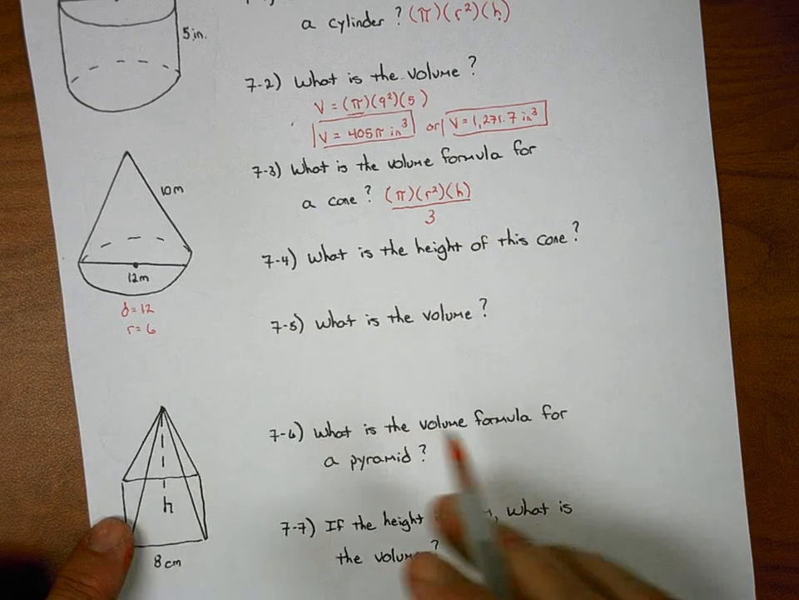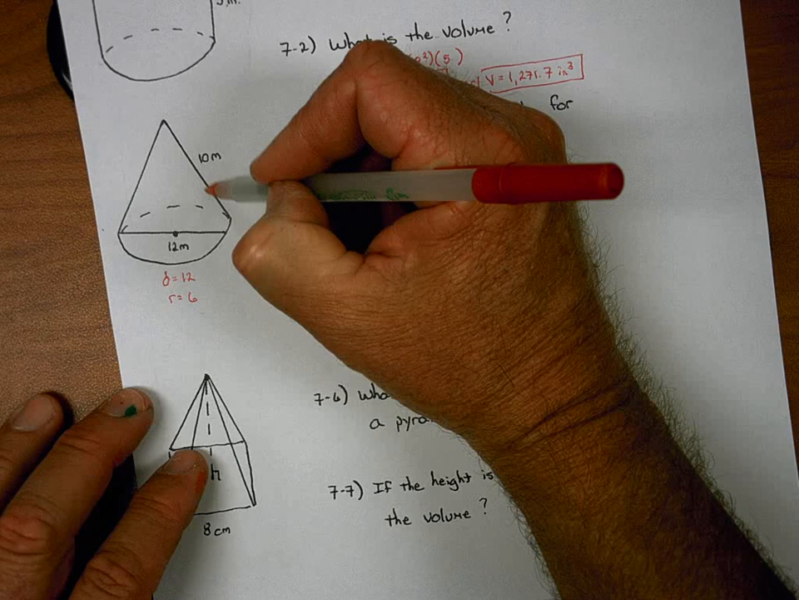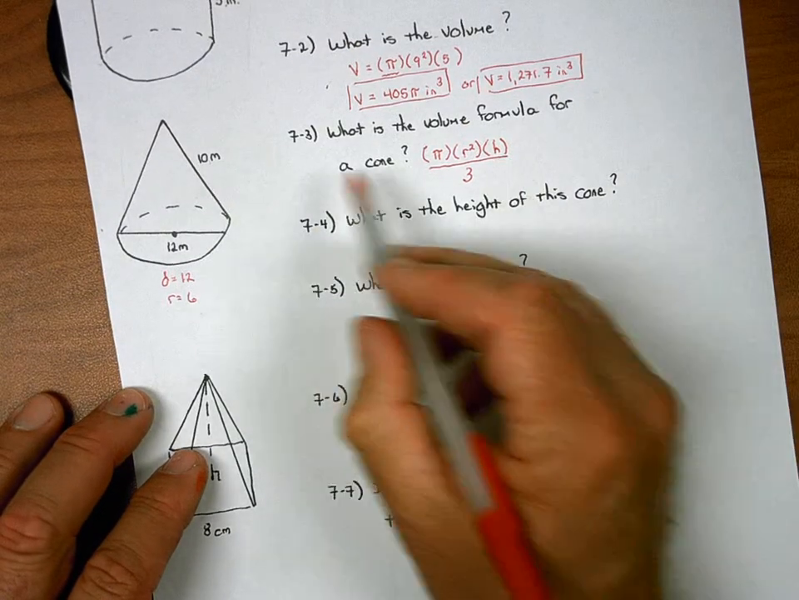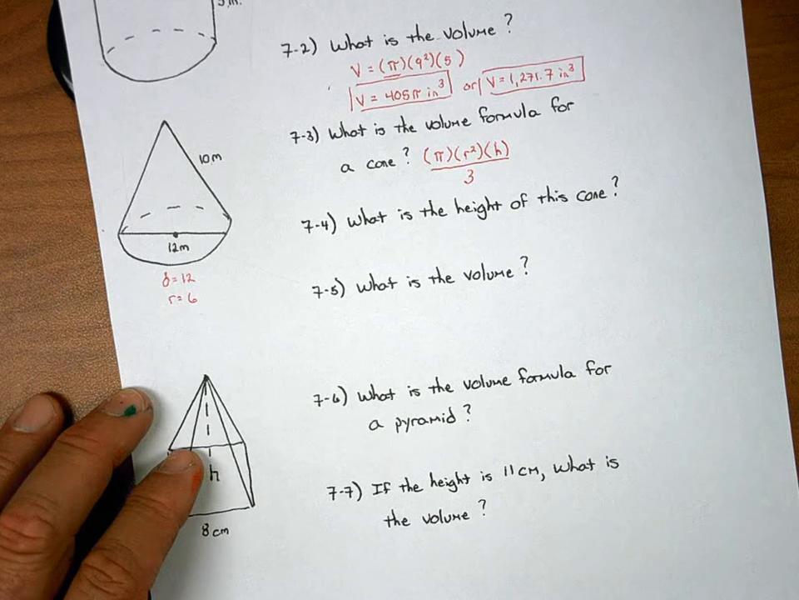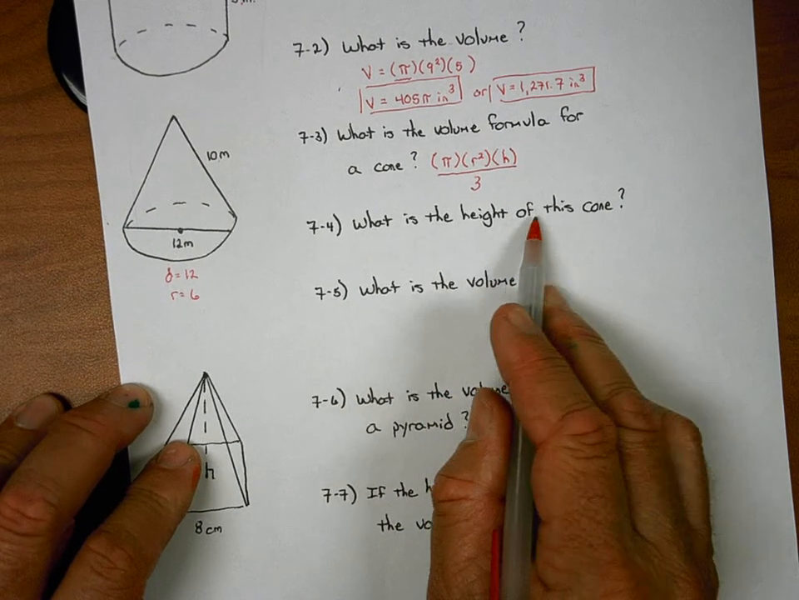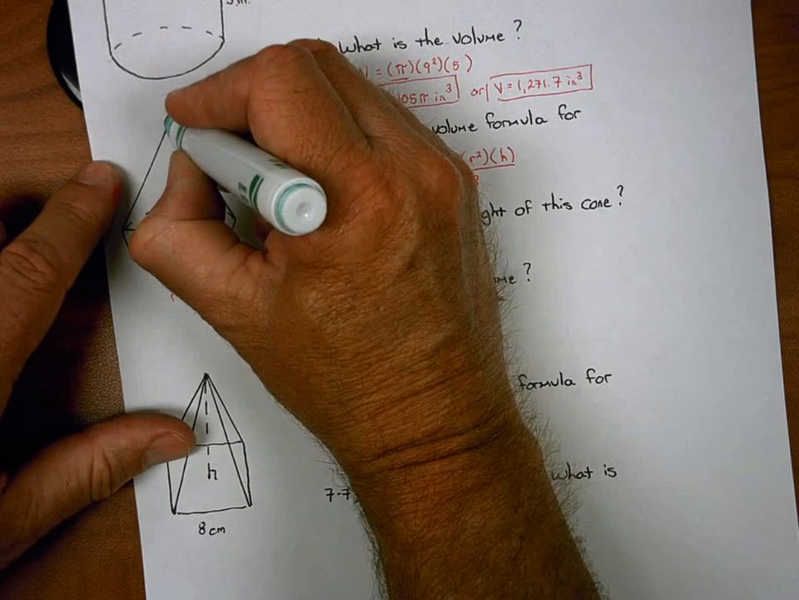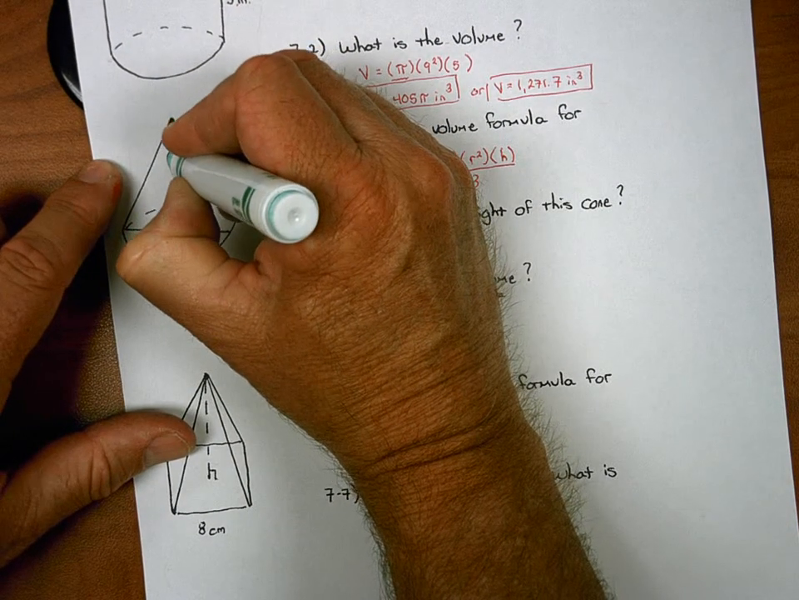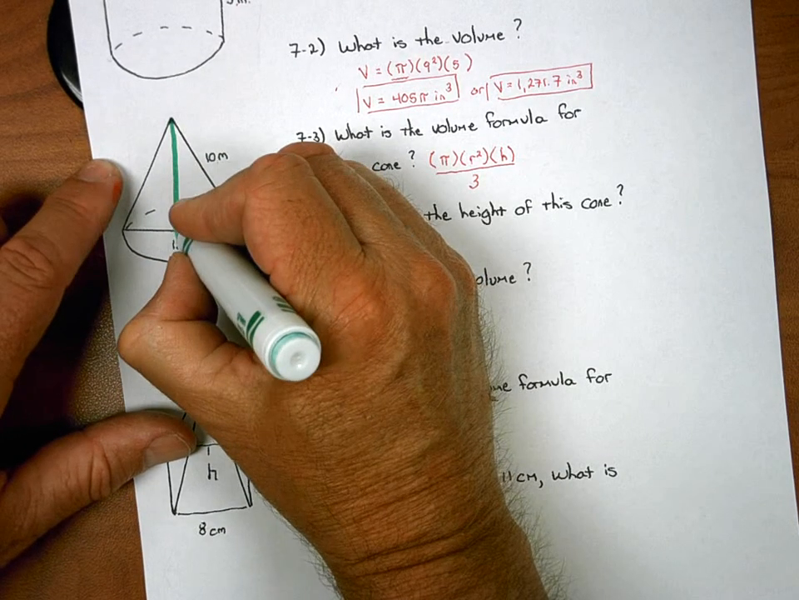Now in this problem, you hopefully notice that this 10 right here is not the height of the cone. This is what we call the slanted height, or the slant height of the cone. So the first problem here, in 7-4, is leading you to it. It says, what is the height of the cone? Well, the height of the cone goes from the top of the cone straight down so that it becomes perpendicular with the base, which is the circle here.